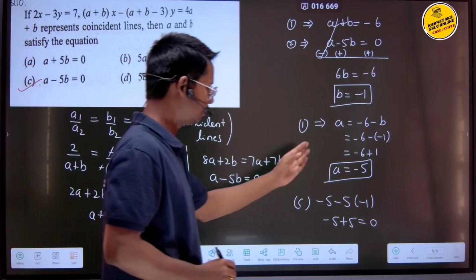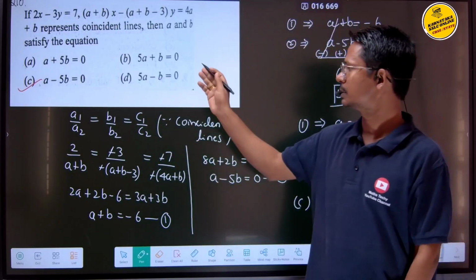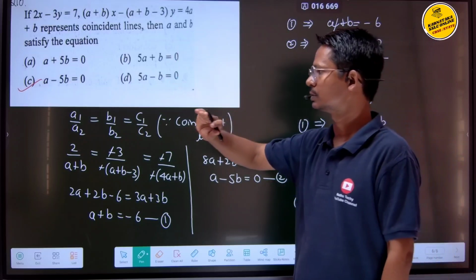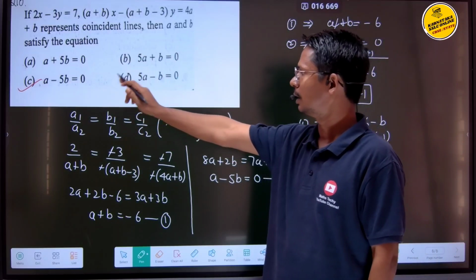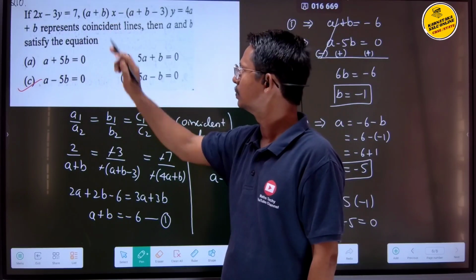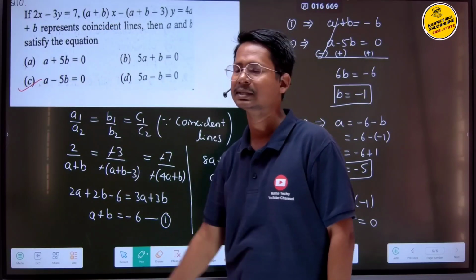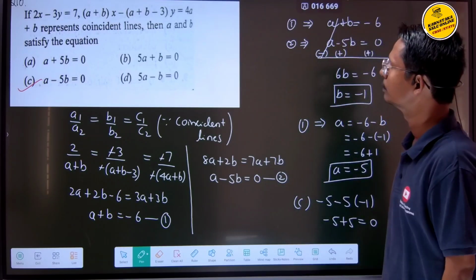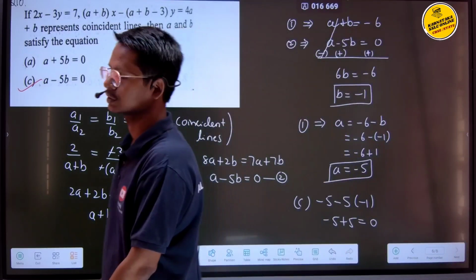If you put the a and b values in the other equations, they are not going to give 0, which means they are not the solutions. The actual equation which satisfies the given conditions is option C, a minus 5b equal to 0. So this is how we need to solve these equations.